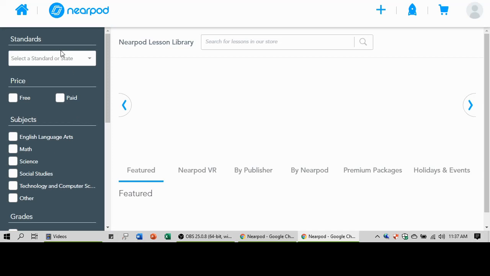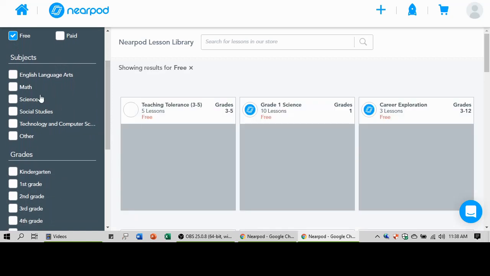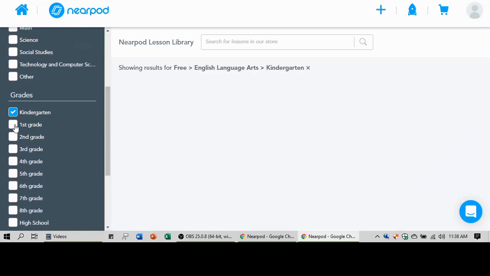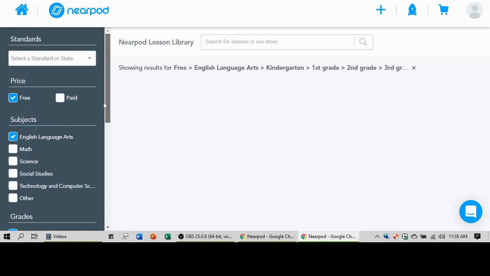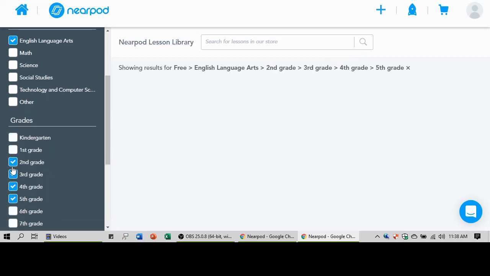Okay, we want free activities, so we will check this one and then we choose what subject to include in our library. I want English for kindergarten, grade 1, grade 2, grade 3, 4, and 5. Okay, search. Okay, let's choose grade 2.